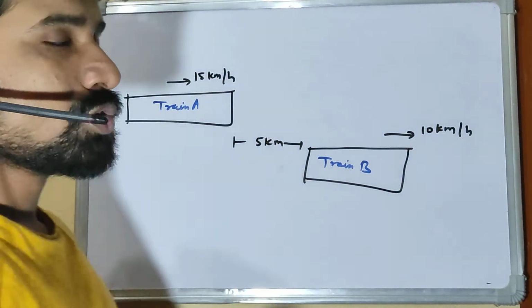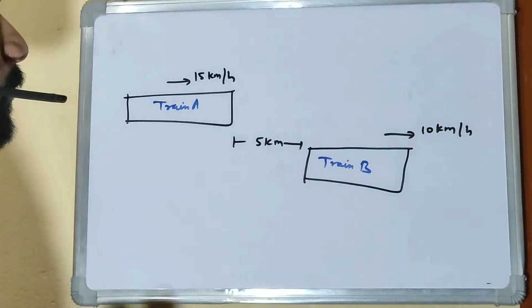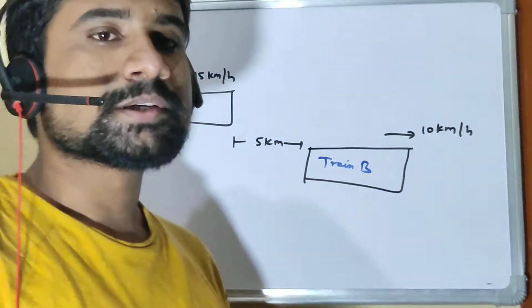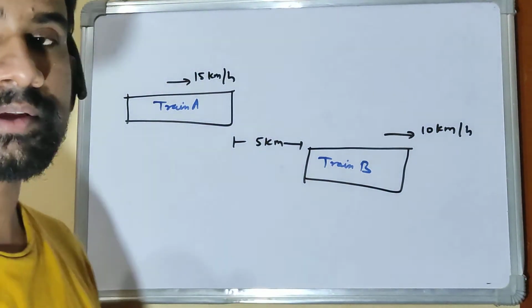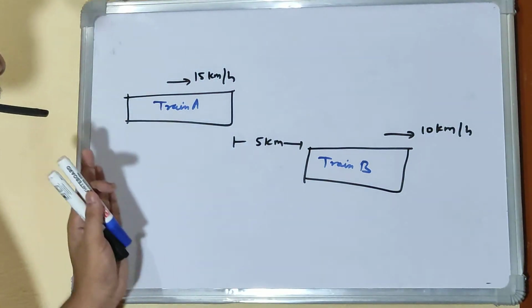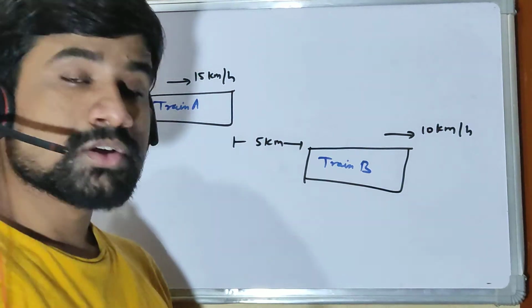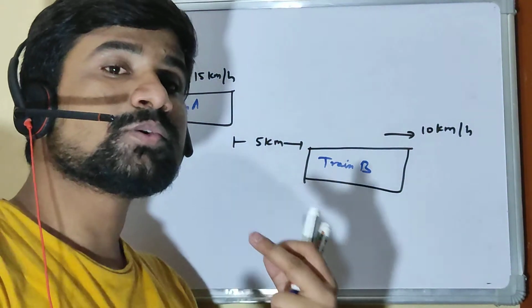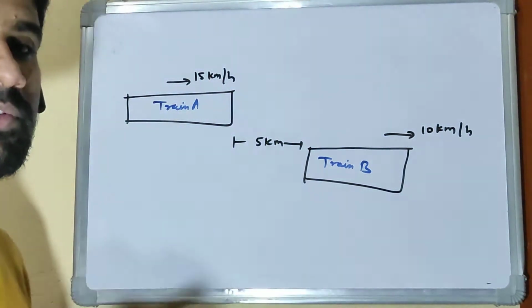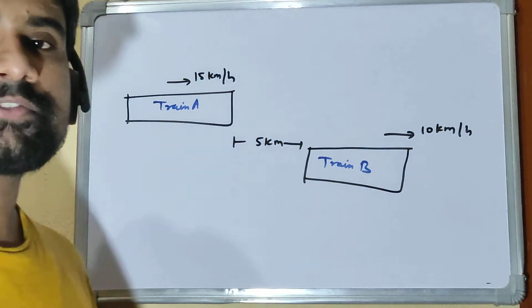To solve this particular problem, we need to go into the relative motion concept, because here these two trains are moving, and they're moving in the same direction. So if I'm able to calculate the relative velocity of one with respect to the other, I'll be able to ease this particular problem. So let's not find out the answer for now.